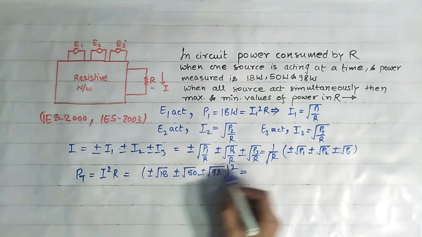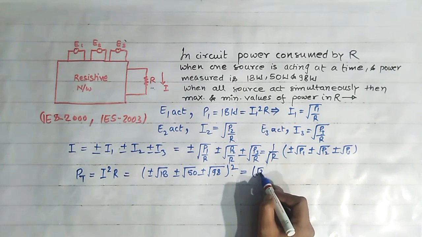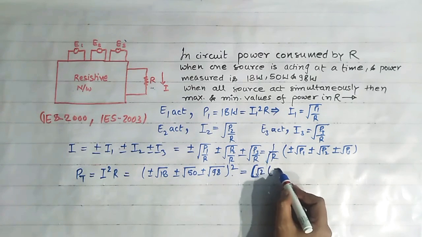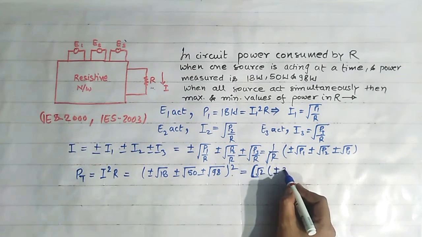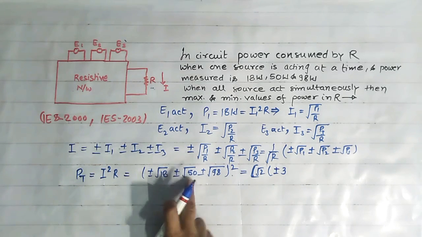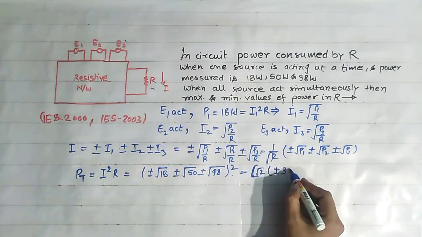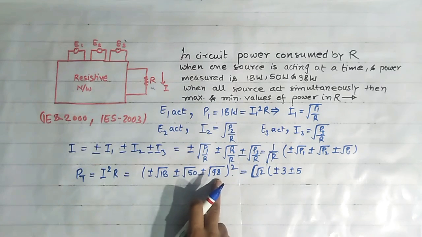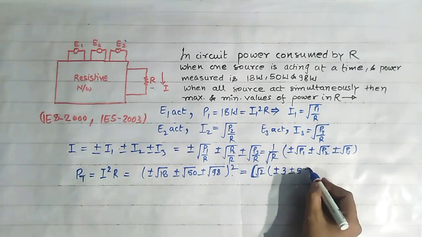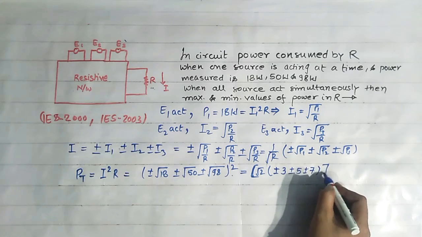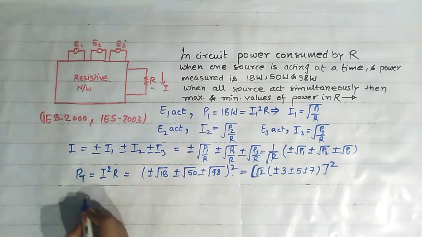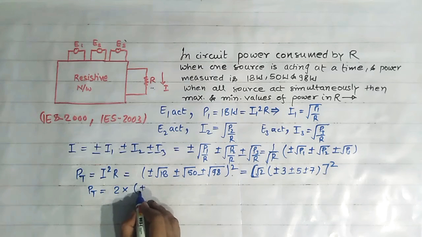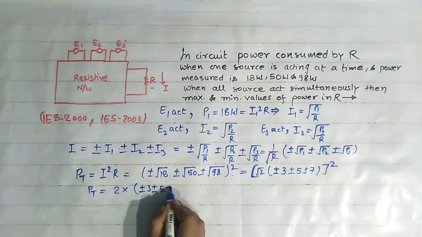So from this we can take under root 2 common. Take root 2 common, then 9 remains, so we can write plus minus 3. If we take root 2 common from 50, then root 25 remains, so we can write plus minus 5. And from 98 if we take root 2 common, then 49 remains, and square root of 49 is 7, so plus minus 7, and whole square of this. So total power Pt is equal to 2 into plus minus 3 plus minus 5 plus minus 7 whole square.